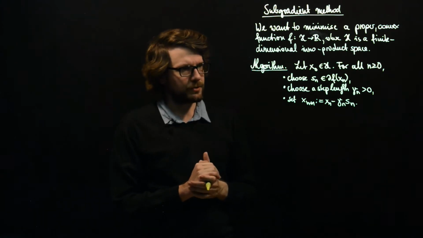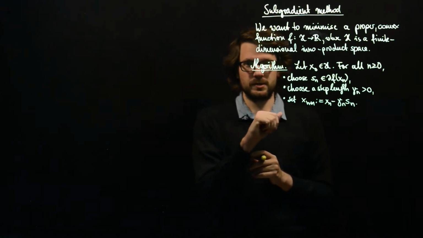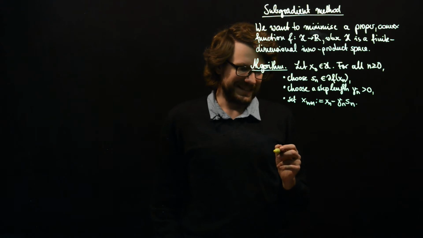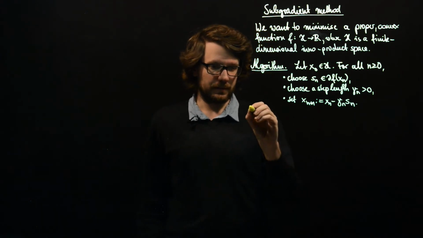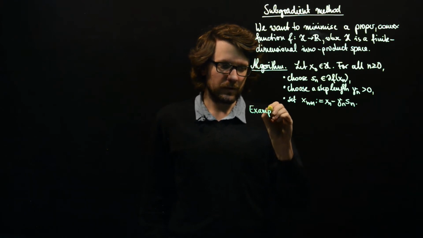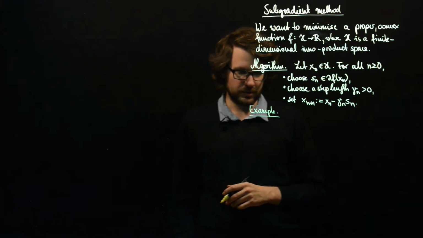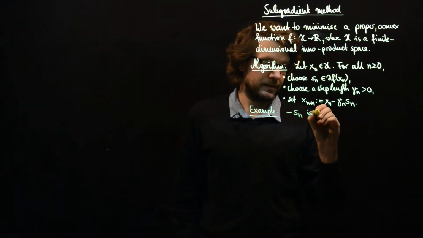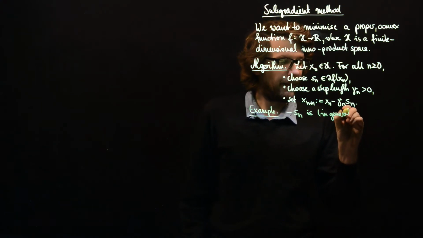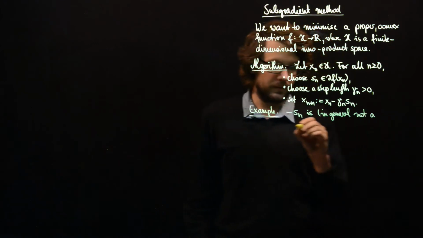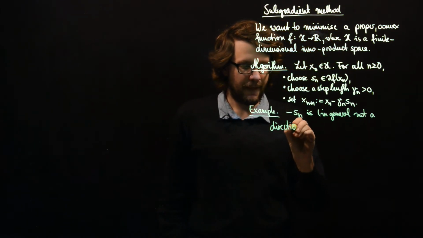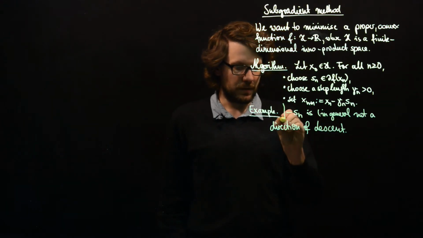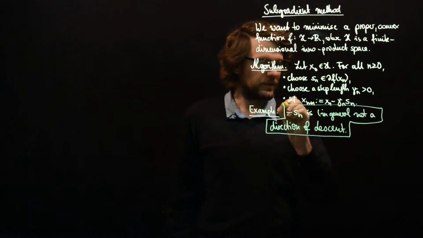Now I want to give you some demotivating examples which should show how the subgradient method is set apart from the gradient method. So the first example shows that minus sn is in general not a direction of descent. This is important.